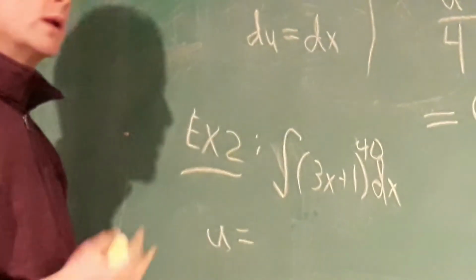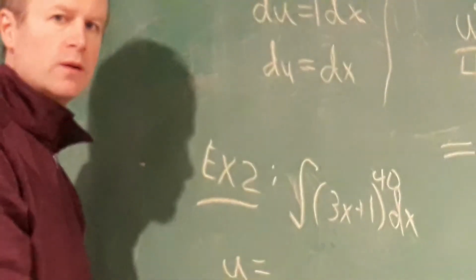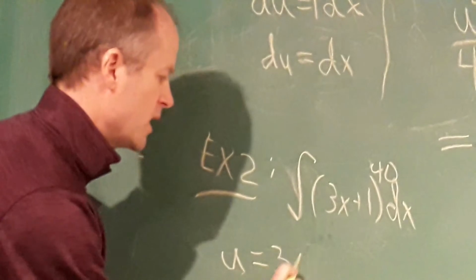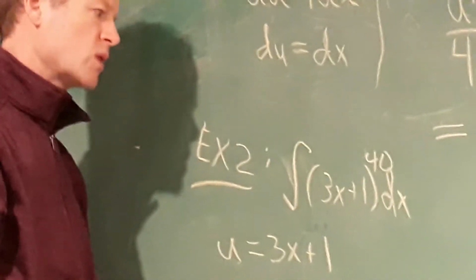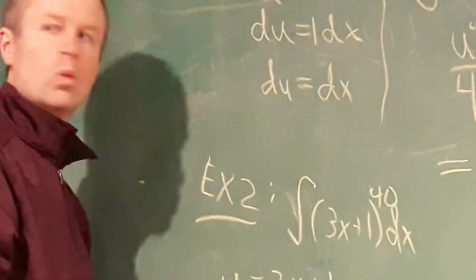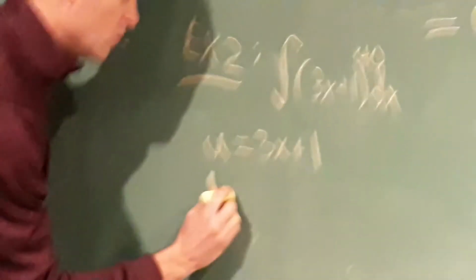So what is my inner function? That's the question we're asking. In this one, our inner function is 3x plus 1. So I'm thinking, okay, what is the derivative of 3x plus 1? So du equals the derivative of this.